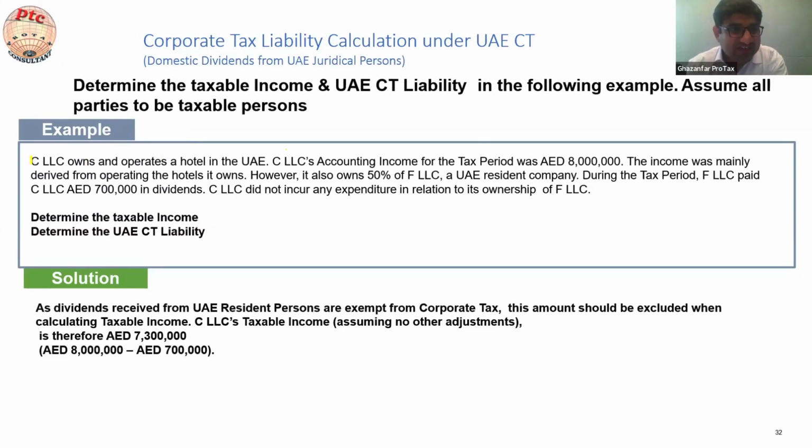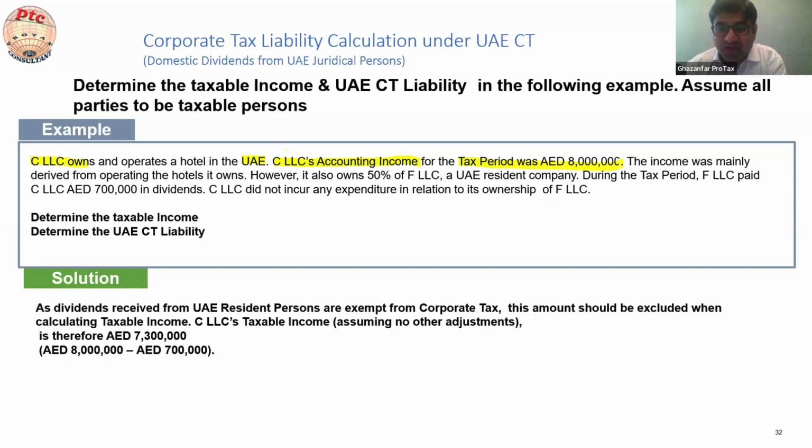Anyhow, CLLC, firstly, I'm seeing, owns and operates hotels in the UAE. First, the LLC gives us the juridical person; it is a UAE resident person. Now the CLLC accounting income, he did not mention any other thing. He just mentioned the CLLC accounting income, the taxable profit, 8 million. So in accounting, we calculate everything as per accounting standard. Even the law is mentioning, again and again, do your calculation as per the applicable accounting standard. So what is the applicable accounting standard in UAE?